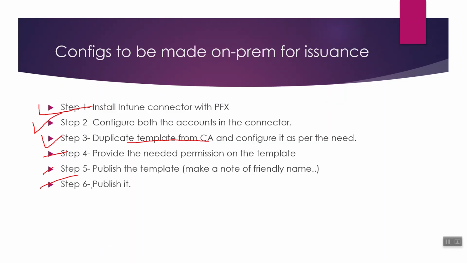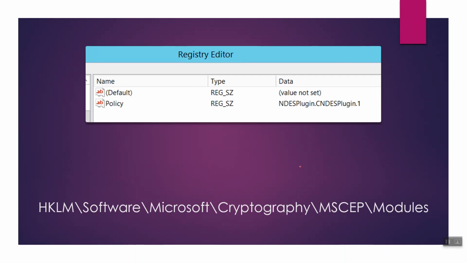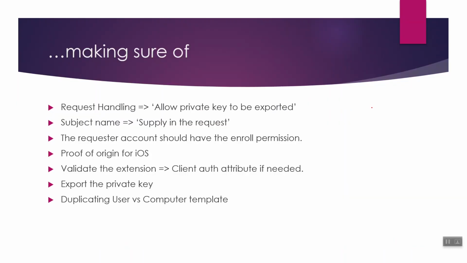Just one more thing, once we have installed the Intune connector on one of the servers, configured all the accounts, and duplicated the template, one thing which we need to check is, in the server wherein we have installed the Intune connector, we need to go to this location and make sure that the EndS plugin DLL is showing up. This is needed to make sure that the Intune connector installation was successful. Once it is showing up, we can go back to the Intune portal, and over there we can see whether the Intune connector is online or not.